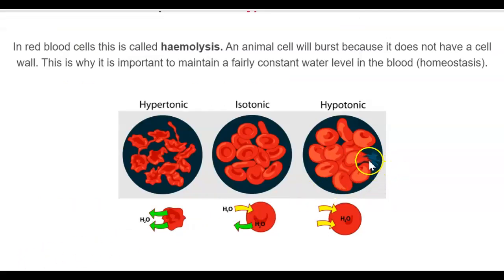If red blood cells are put into a hypotonic solution, which means a low concentration of solute particles, for example, salt, outside the cell, and a high concentration of solute inside the cell, the water will pass by osmosis into the cell, as pictured here, and because red blood cells don't have a cell wall, they are likely to burst.